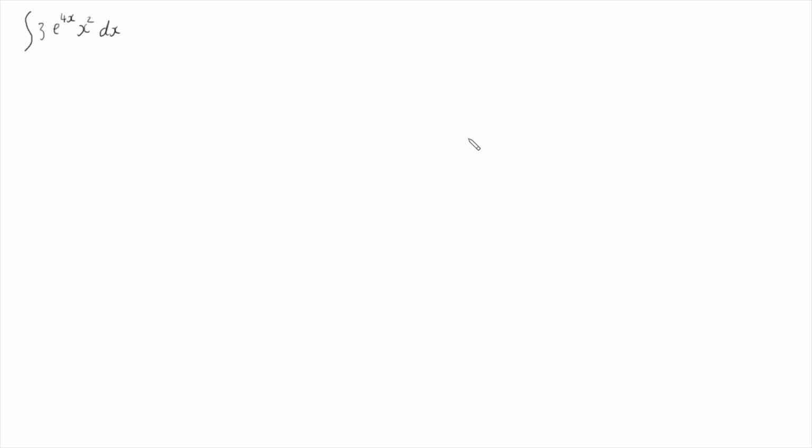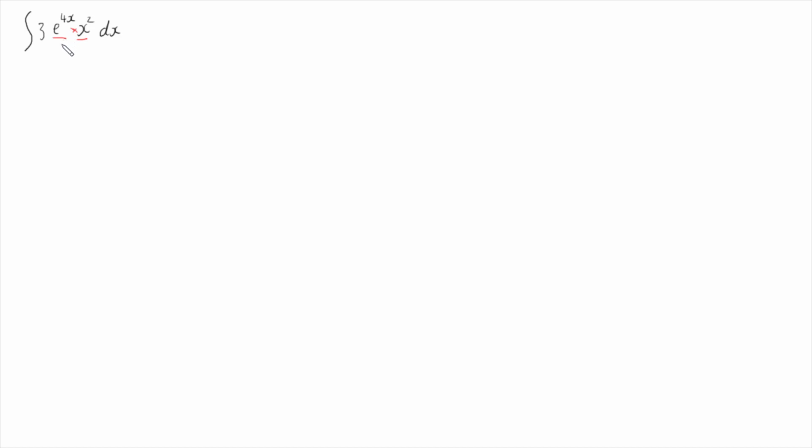Hi, in this video I'm looking at doing this integral here of 3e to the 4x x squared dx. Now this integral is the product of two functions. I've got one function here, e to the 4x, and the other function here, x squared, and they're multiplied together.